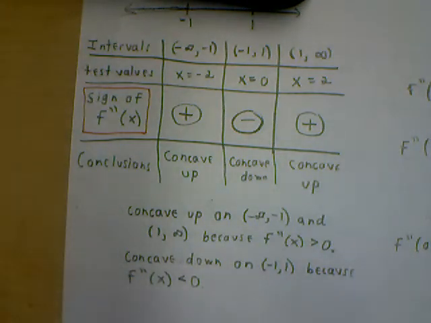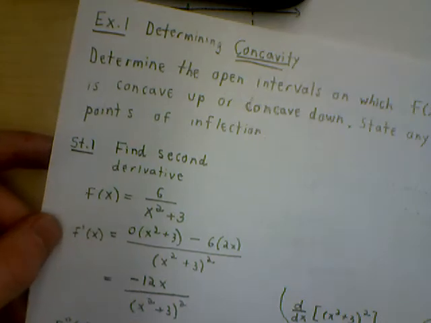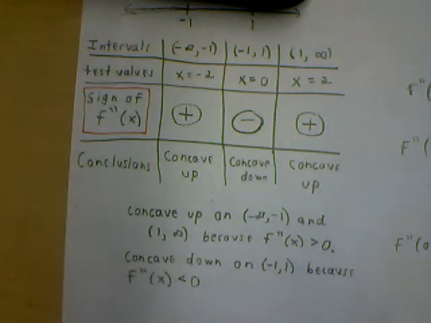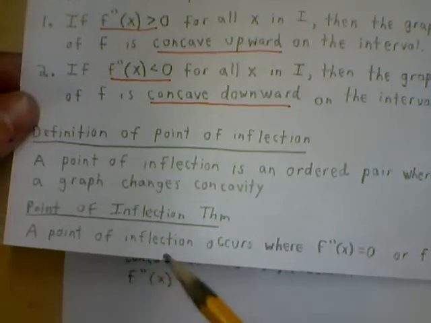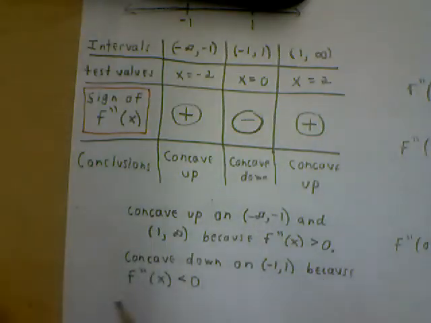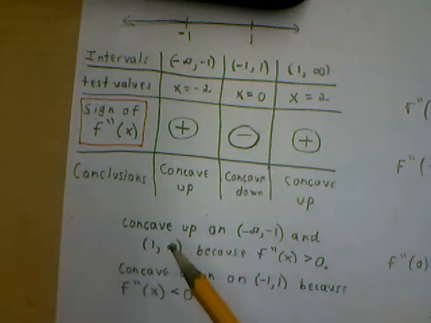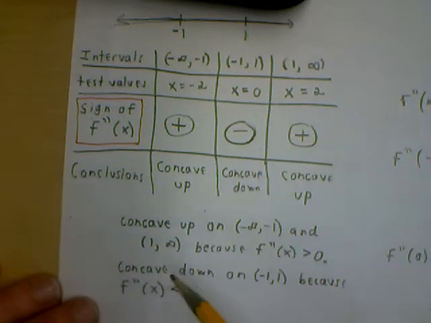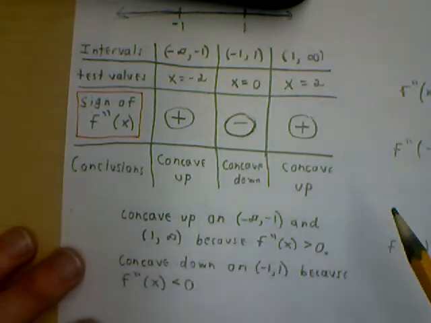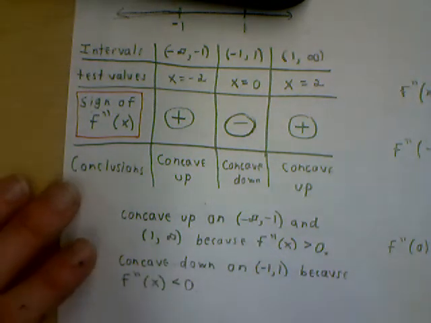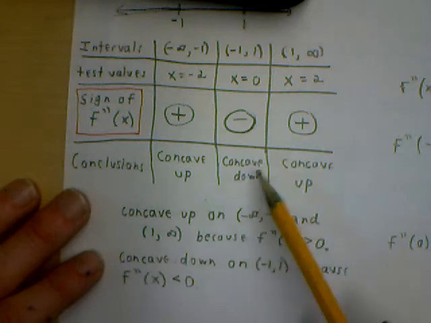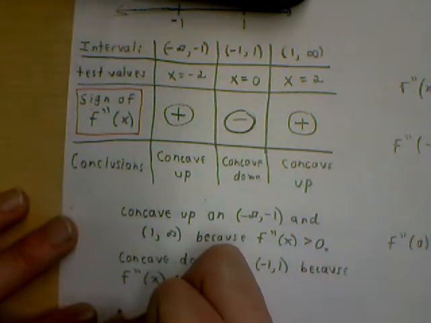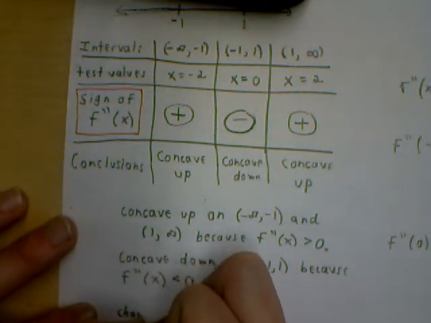Now, we almost answered the whole question. It says, state any points of inflection. A point of inflection is an ordered pair where the graph changes concavity. So it's where the graph changes from concave up to concave down, or concave down to concave up. So I can see here the graph goes from concave up to concave down. There's a change in concavity.